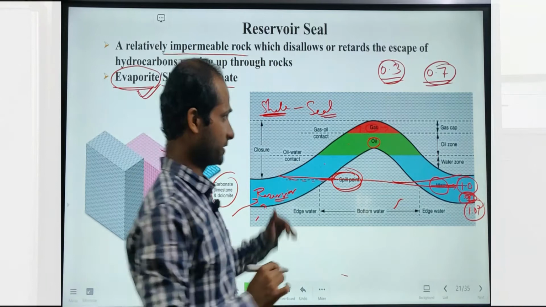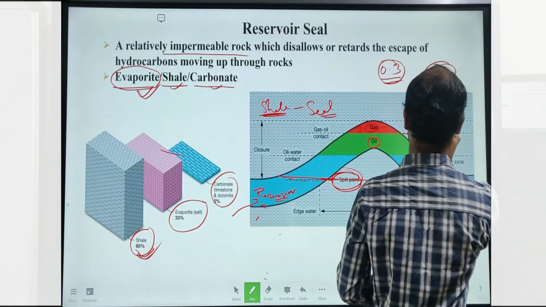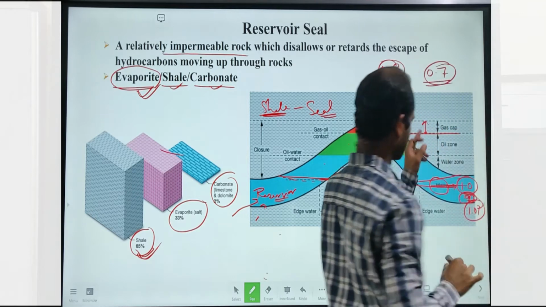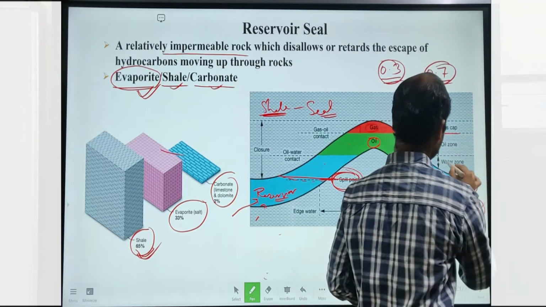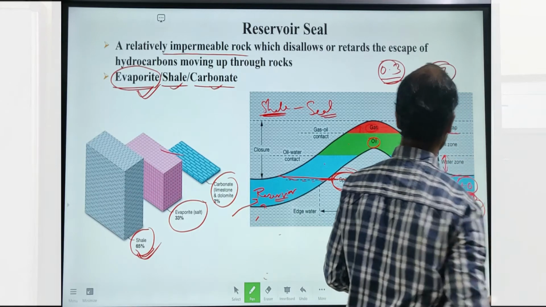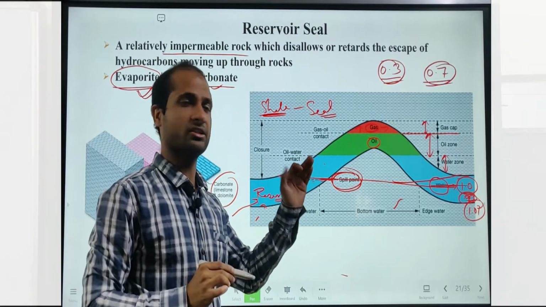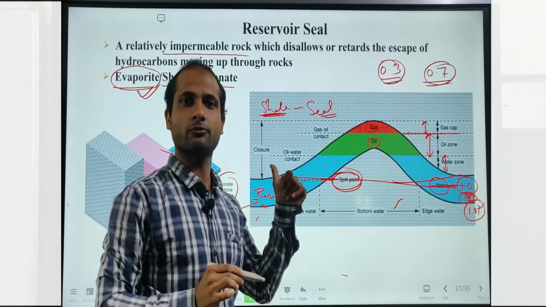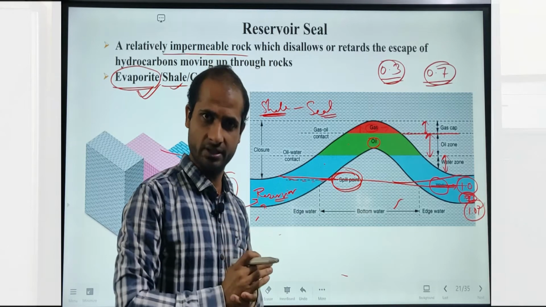This portion we call the gas cap, this portion we call the oil zone, and this portion we call the water zone. This structure we have already studied in the first class, where we were discussing undersaturated, oversaturated and saturated reservoirs.